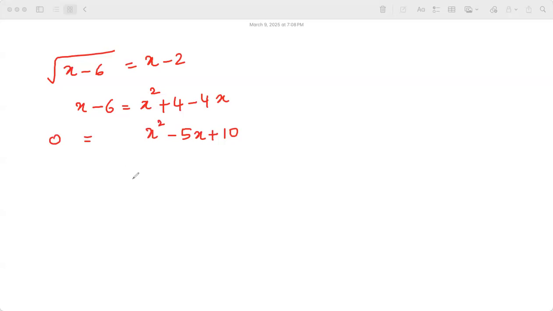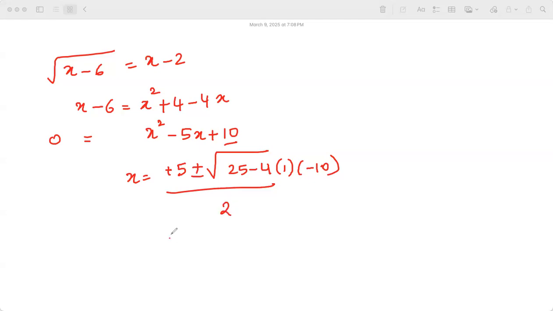Now I'm going to go ahead and solve this using the quadratic formula because I don't think I can solve it by factorization. x will be minus b plus or minus the square root of b squared minus 4ac. Do you get it? Here itself I see a problem. Plus 5 plus or minus the square root of 25 minus 4ac. Okay, so see what happens.